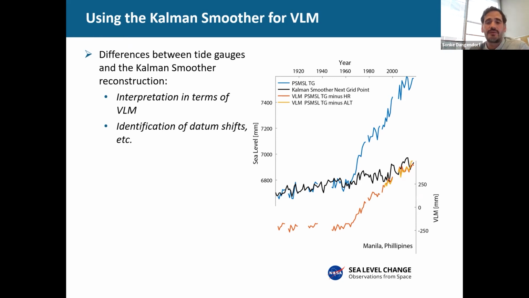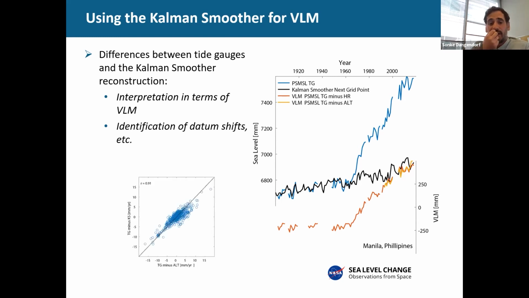errors or datum shifts that may still be in some tide gauges. I haven't prepared an example for that, but that's also an ongoing project where we look whether there might be undetected datum shifts. I did a quick global comparison to the technique of tide gauge minus satellite altimetry.